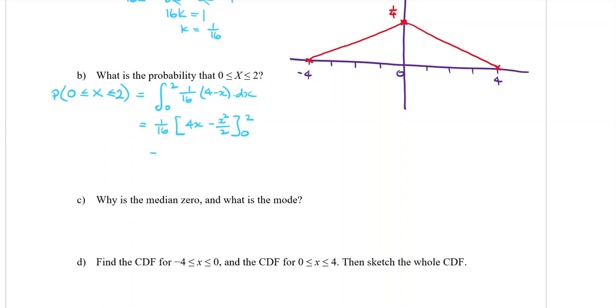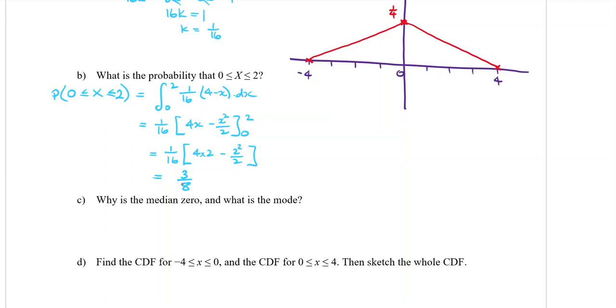Sub in, 1 over 16. We have 4 times 2 minus 2 squared over 2, minus, what happens when I sub in 0? Just 0, so it does nothing. Let's get rid of it. And that equals 3 over 8. Okay, so the probability of it being between 0 and 2 is 3/8.